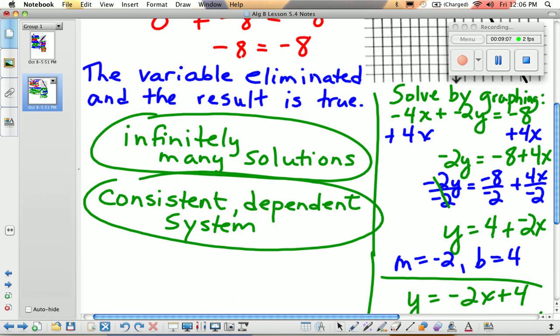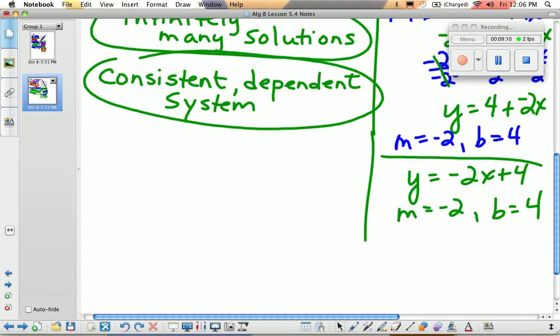And what happened on our graph? What can we count on? When there's infinitely many solutions, and we say it's consistent and dependent, we can count on that meaning it will be coincident lines. Coincident.